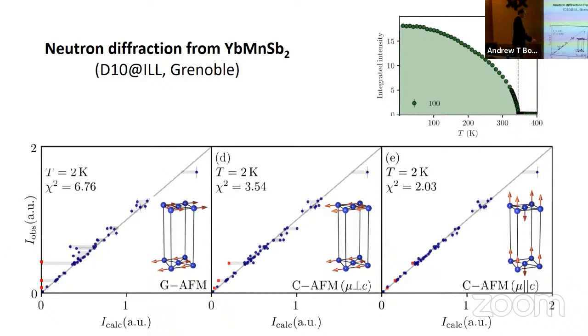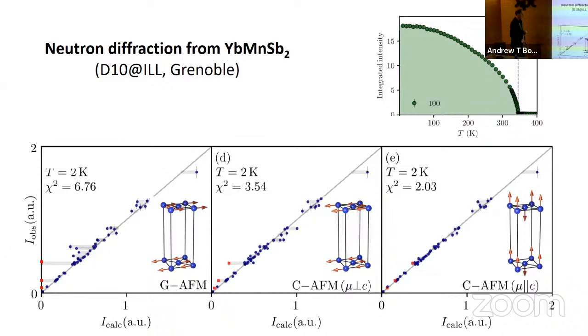You can see that this is the best fit, and the blue and the red symbols correspond to magnetic Bragg peaks, which are either purely magnetic in the case of red, or which have a mixture of magnetic and non-magnetic scattering. So these red ones are actually the important data points because they just contain purely magnetic Bragg peaks.